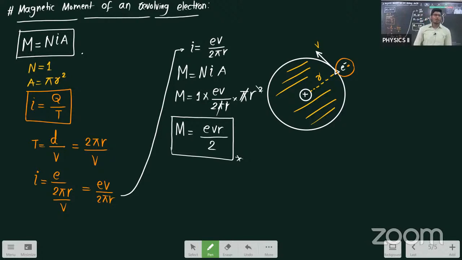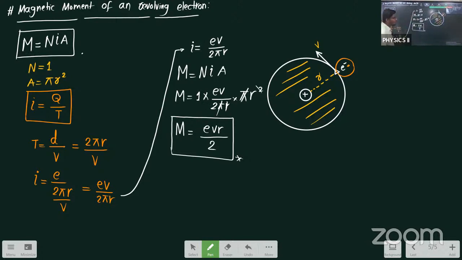So what is the formula? M is equal to NIA. N represents the number of turns. I represents the electric current which is generated due to this electron. We know that whenever electric current is flowing, a magnetic field will be created. That is the reason we are determining the magnetic dipole moment. Next, what is the area? The area of this circular loop is pi r square.